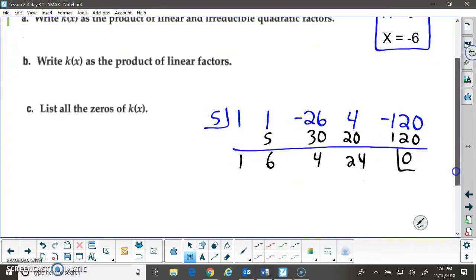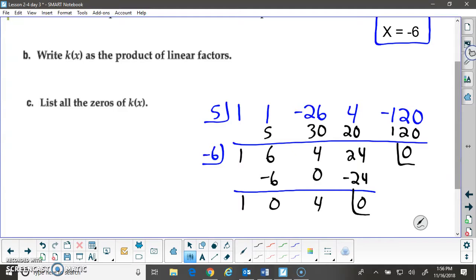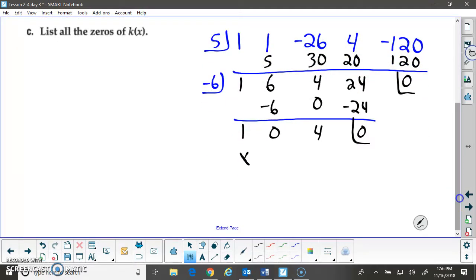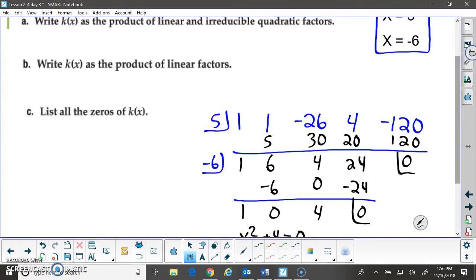Now I'm going to use the next 0 of negative 6 with those resulting coefficients, and again I should get a 0 at the end. Alright, now I can take these resulting coefficients, and I can take x squared plus 4, set it equal to 0 and solve, and that's going to give me x equals plus or minus 2i. So, part C, listing all the zeros, we've got x equals 5, we've got x equals negative 6, and we've got x equals plus or minus 2i. Those are my 4 zeros.